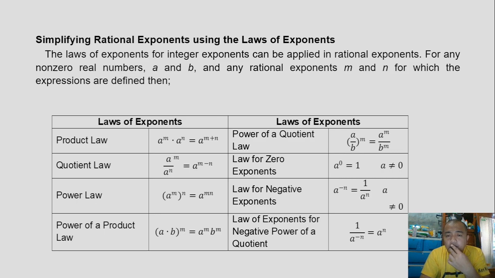Power of a quotient law: if we raise a quotient to a power, then a over b raised to m becomes a raised to m over b raised to m. Law for zero exponents: any number raised to 0 is 1, provided that a is not equal to 0. Law for negative exponents: a raised to negative n is equal to 1 over a raised to n, a is not equal to 0. Law of exponents for negative power of a quotient: 1 over a raised to negative n is equal to a raised to n.